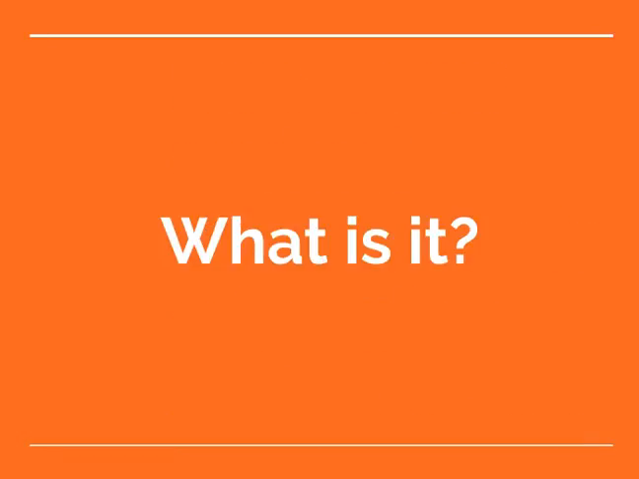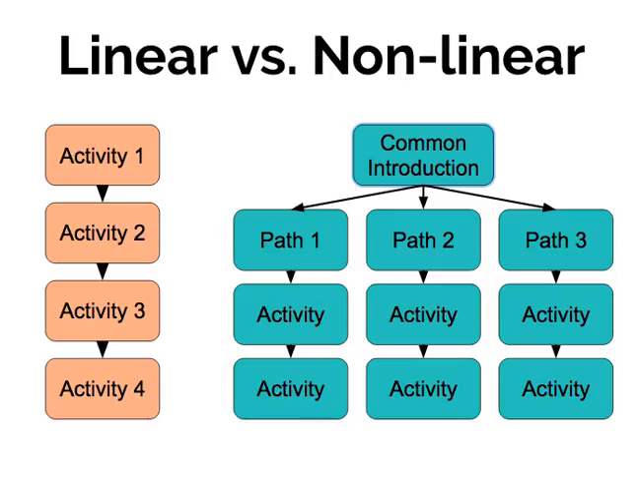The first question you might fairly ask is, what is it? You probably know what content sequencing is, which is simply the question of what order you should put instructional activities in. And this is a very old topic in instructional design. Linear versus non-linear content sequencing is a relatively more recent topic of research, and a lot of that arises from the possibilities inherent in e-learning environments.